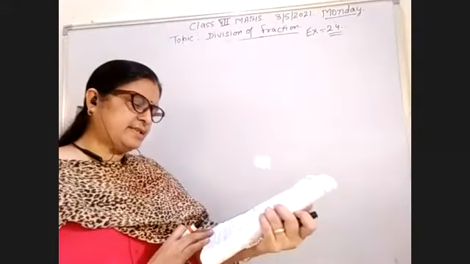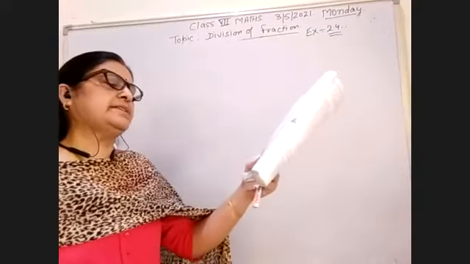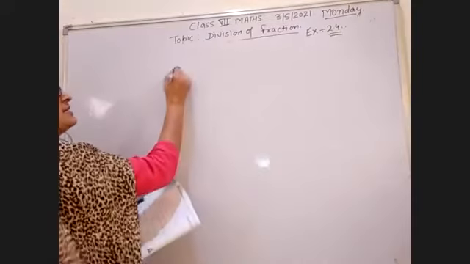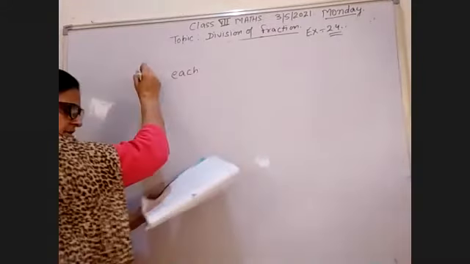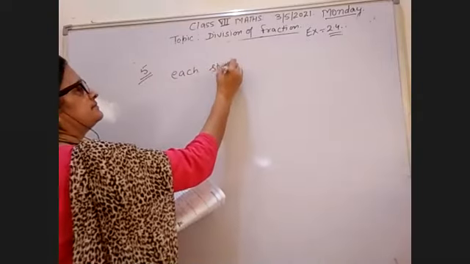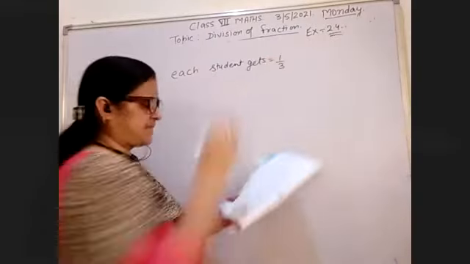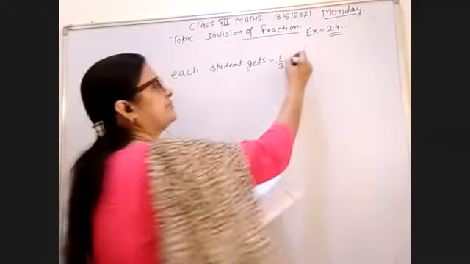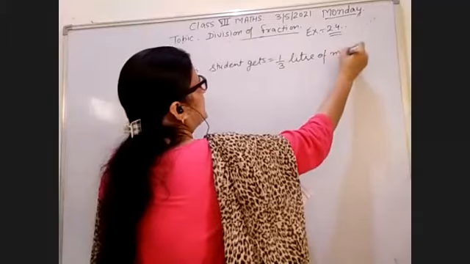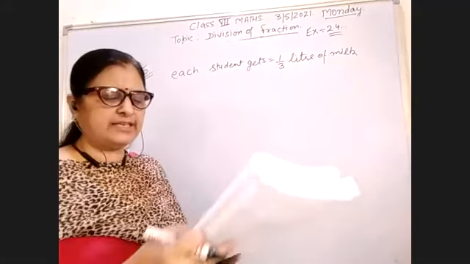नेक्स्ट क्वेश्चन इज, इन ए हॉस्टल मेस, एक हॉस्टल में मेस में each student gets 1/3 liter of milk every day. Each student, question number 5, each student gets 1/3 liter of milk. एक स्टूडेंट को पूरे मिल्क का 1/3 पोर्शन मिलता है. ओके, 1/3 लीटर ऑफ मिल्क मिलता है.